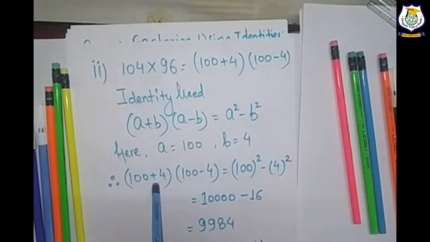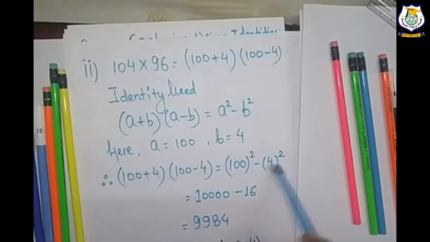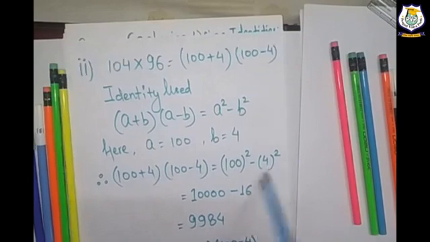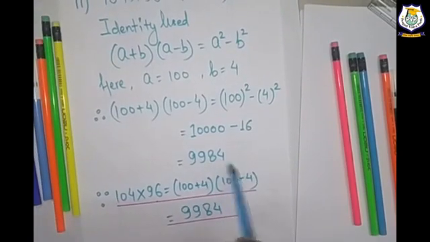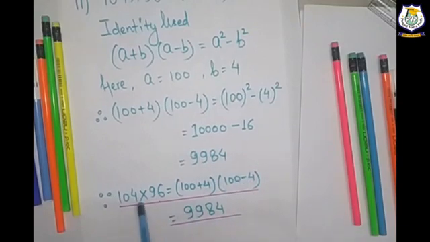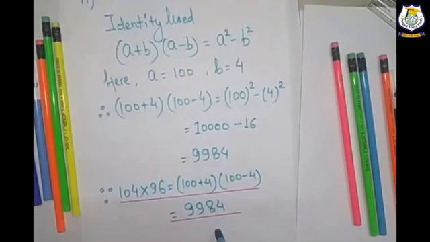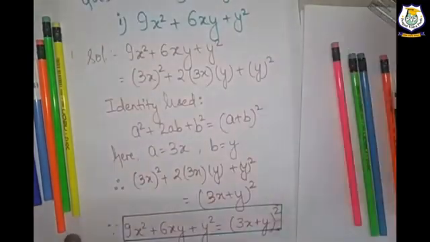That's why (100 plus 4) into (100 minus 4) is 100 square minus 4 square. The square of 100 is 10,000 and the square of 4 is 16. By subtracting them, we get 9984. That's why the answer to 104 multiplied by 96 is 9984. Take another example also.